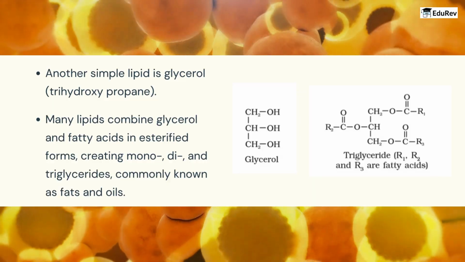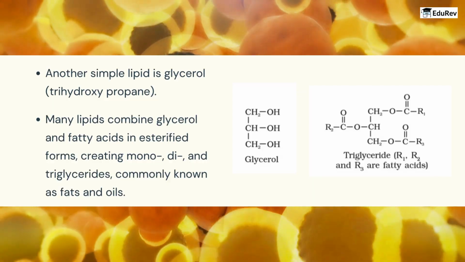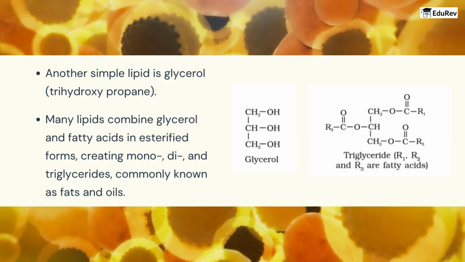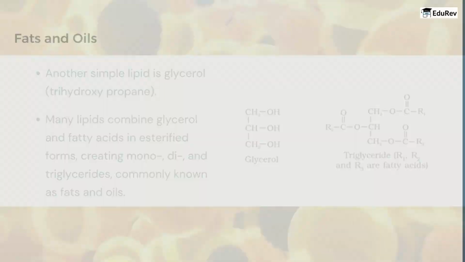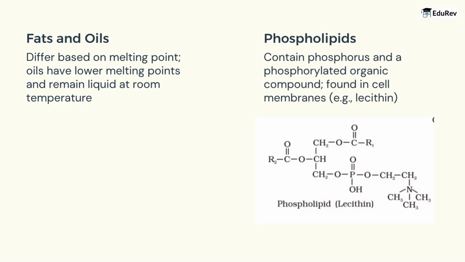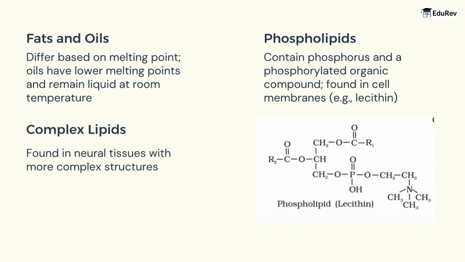Many lipids combine glycerol and fatty acids in esterified forms, creating mono, di, and triglycerides, commonly known as fats and oils. Fats and oils differ based on melting point. Oils have lower melting points and remain liquid at room temperature. Phospholipids contain phosphorus and a phosphorylated organic compound and are found in cell membranes like lecithin. Complex lipids are found in neural tissues and have more complex structures.